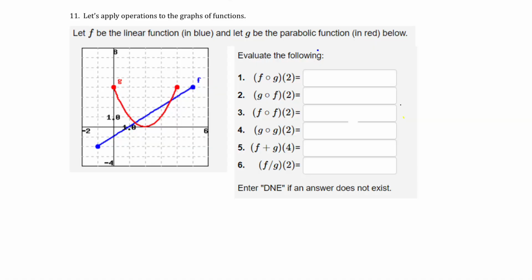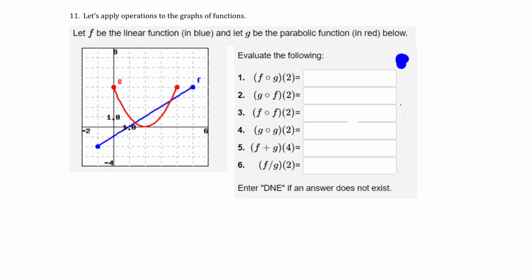So that brings us down to the final problem of our worksheet, which is F, which is in blue, is a linear function, and G, which is in red, is a parabolic function. We are tasked to evaluate each of these different elements here, and notice they involve compositions and they involve additions and division. Alrighty, so the very first thing I want to do is deconstruct this.